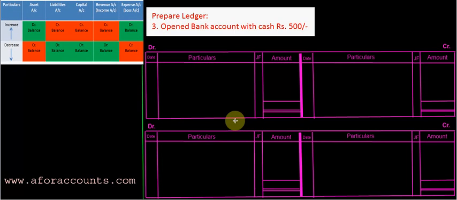A third ledger posting now. Opened bank account with cash. Quickly find out which two accounts are being affected. One is bank account, one is cash account. Both are assets. One is increasing. Open bank account means bank account is increasing.